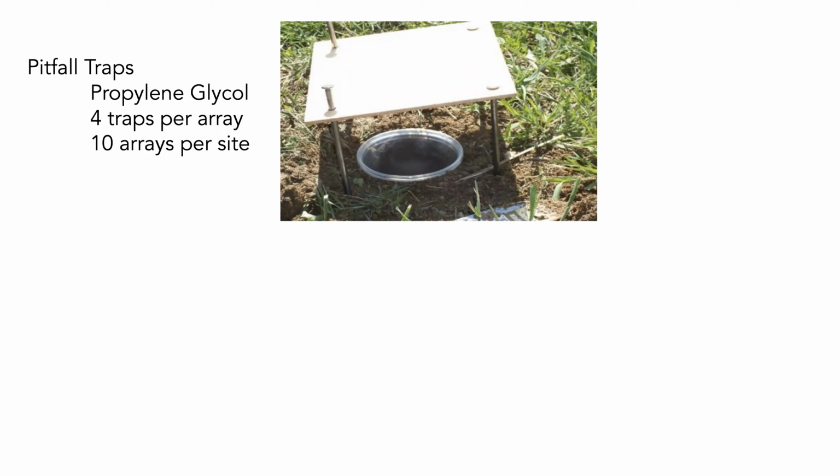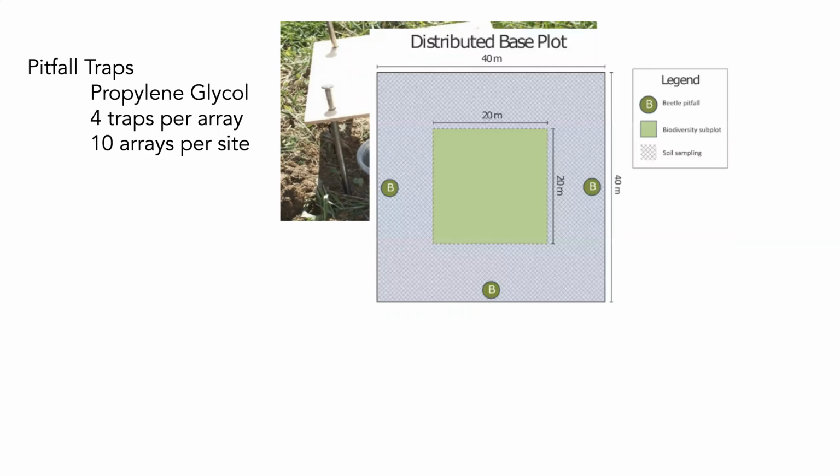They have arrays of 4 pitfall traps, and they have 10 arrays per site. And so the arrays are set up at this kind of spatial scale. The data that we're going to be talking about today comes from 2016. And in 2016, NEON was collecting 4 pitfall traps. But this is their current setup where they only do 3 pitfall traps, hoping to reduce the amount of effort by 25%.